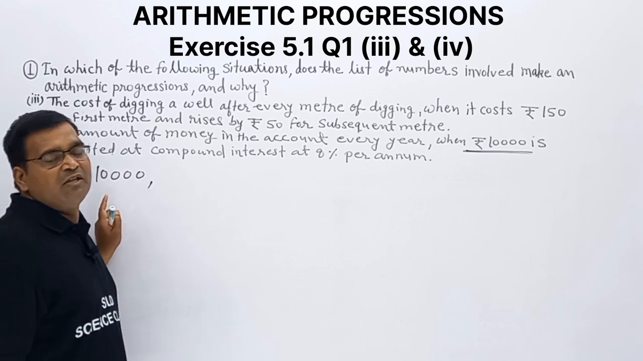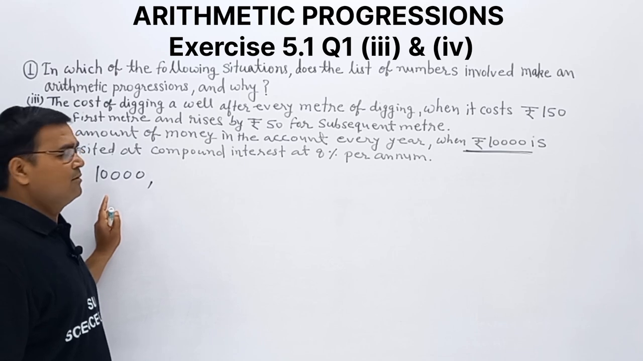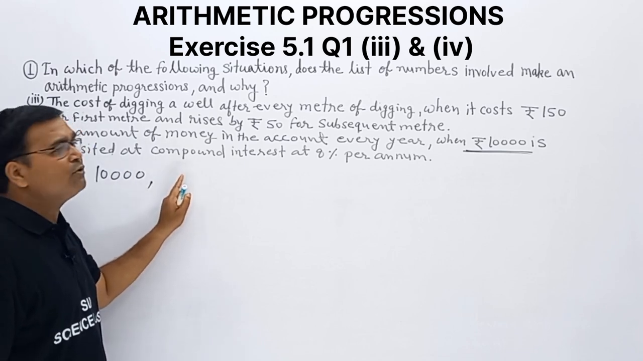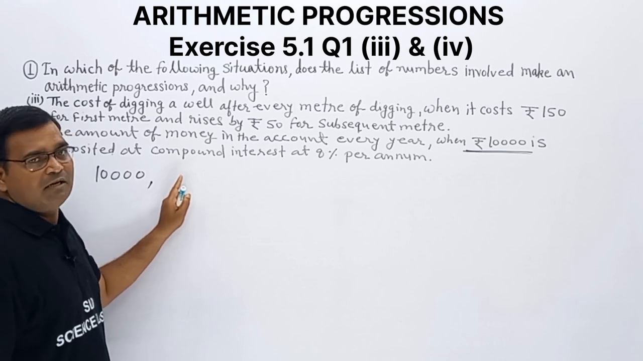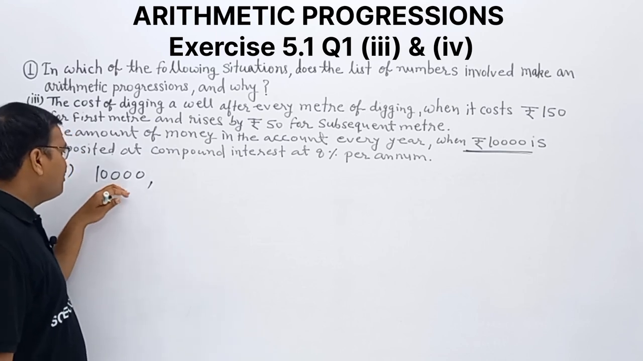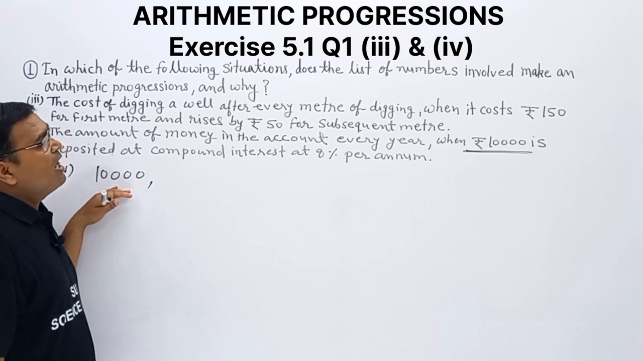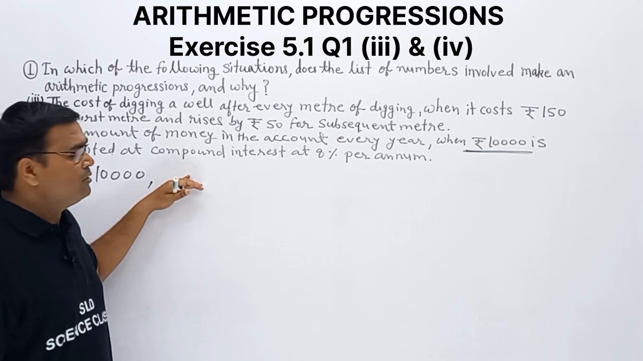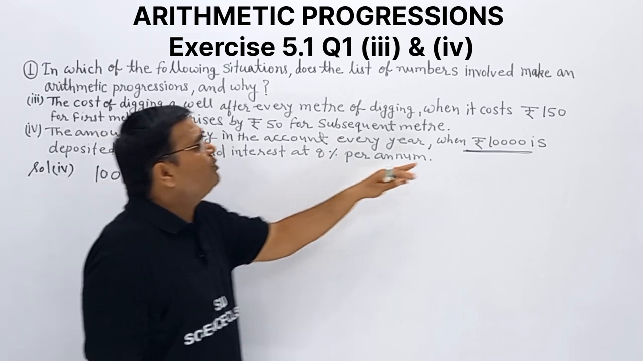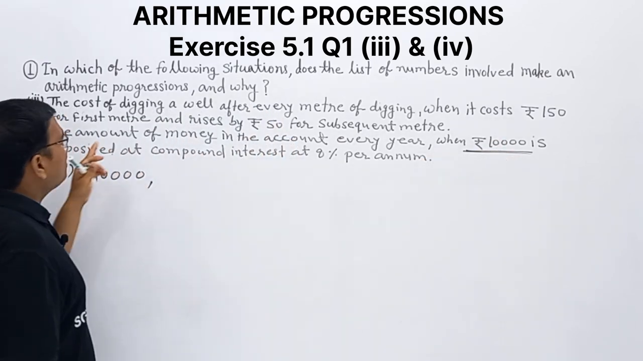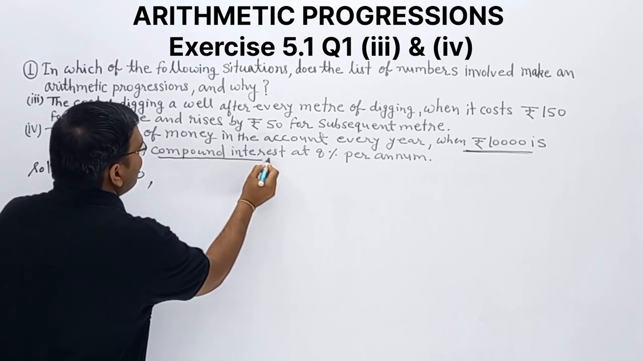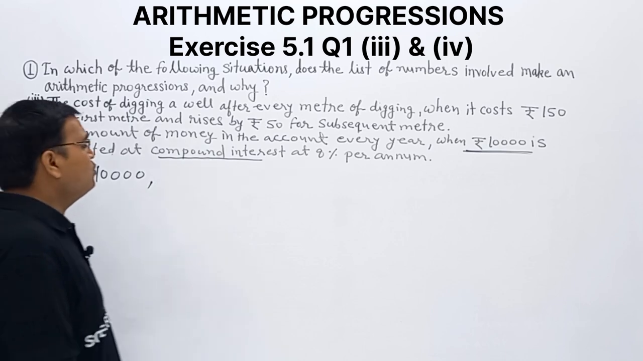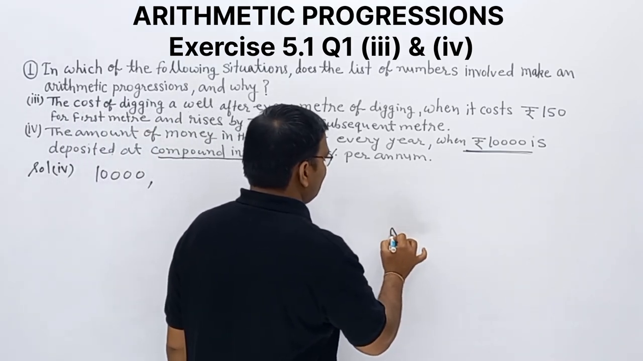This will be in the account for the 1 year. Clear? Now what will be the amount after 1 year? It means we want the second term. So how will we find it? The 10,000 rupees is deposited at compound interest, so we should know the formula of compound interest.